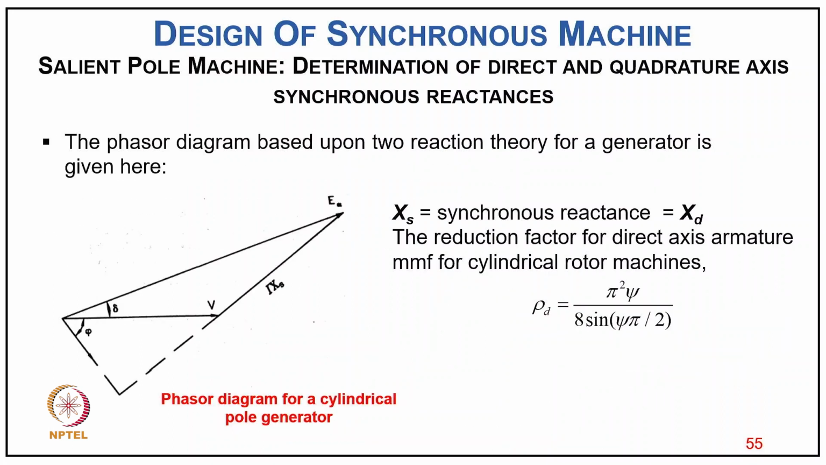Now coming to the phasor diagram for the two reaction theory for the generator, it is shown here: V, then I_q X_q gives E for a cylindrical pole because X_d equal to X_q, and the reaction factor for the direct axis rho_d is pi square psi divided by 8 psi pi by 2.